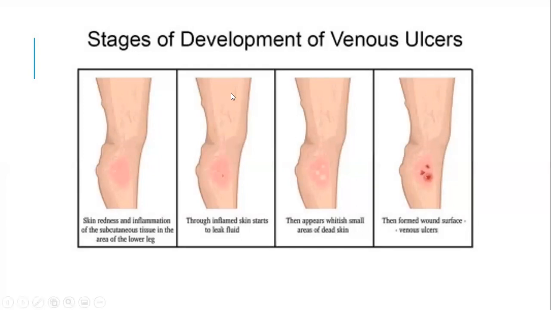Cool. So, stages of development of venous ulcers. I didn't want to include a real photo of it because it's nasty, but it can look like lots of different things at different stages. So this is when you start seeing the atrophie blanche bit. You've got the whitish areas of dead skin, and then you start getting the wound, the venous ulcers.